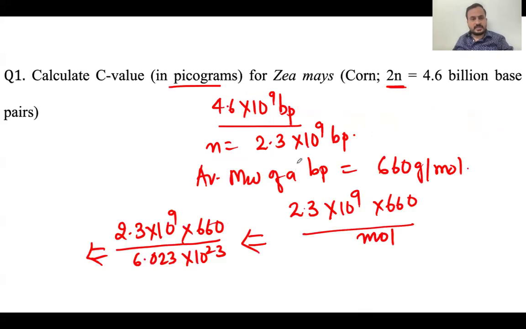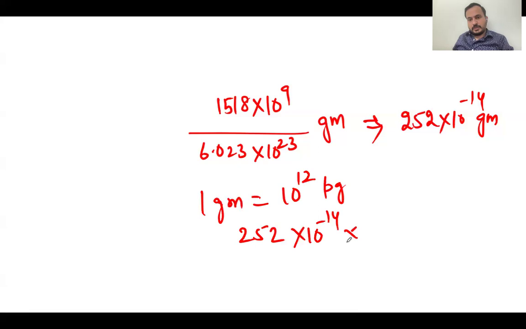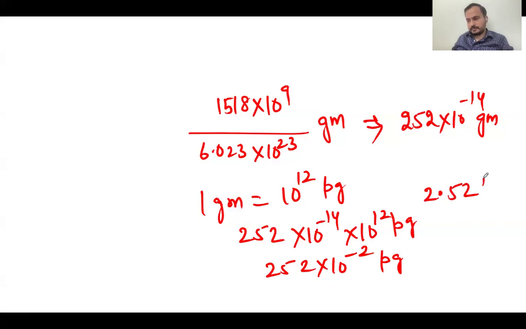Now, let's get back to the question again. It has been asked to calculate the C value in picograms, and we all know 1 gram equals 10 raised to power 12 picograms. So this much gram, how many picograms? 252 into 10 raised to power minus 14 into 10 raised to power 12 picograms, which corresponds to 252 into 10 raised to power minus 2 picograms, which is nothing but 2.52 picograms. So this is going to be the answer.